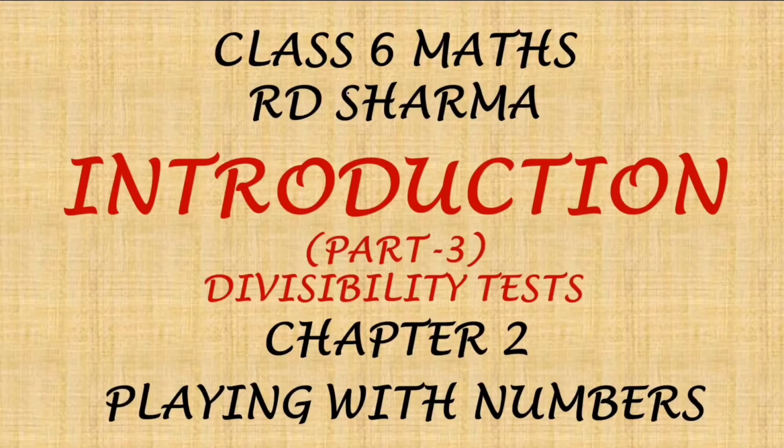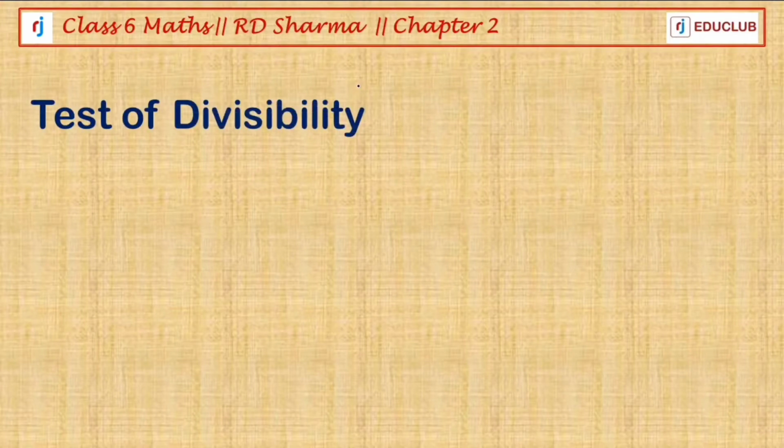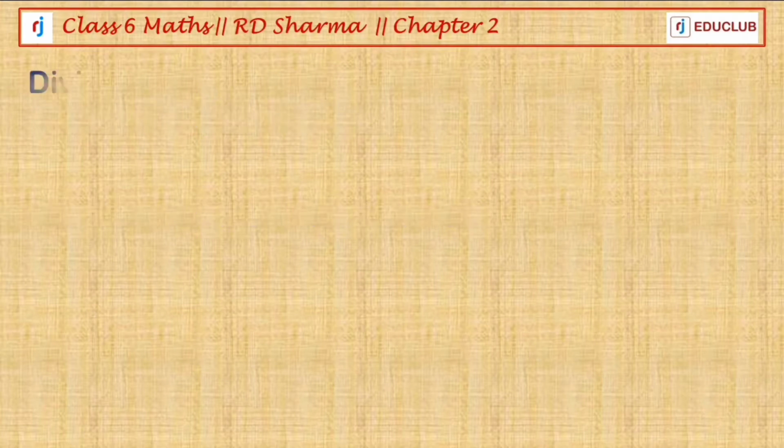Chapter 2 part 3 divisibility tests. In this class we will read about tests of divisibility for the numbers 2, 3, 4, 5, 6, 8, 9, 10 and 11. By simply examining the digits of the given numbers, we can easily determine whether or not the given number is divisible by these numbers. The first is divisibility by 10.